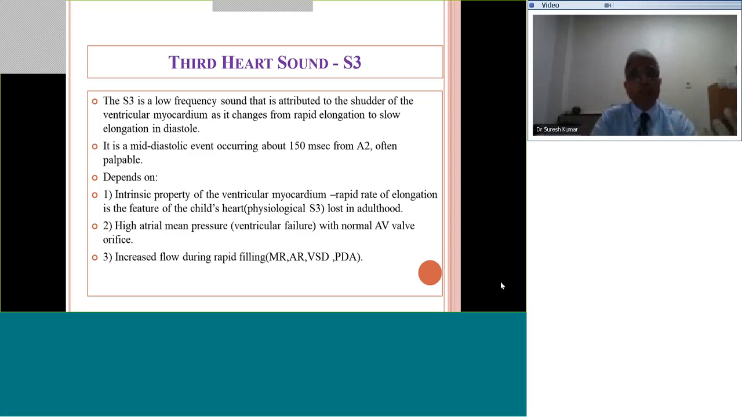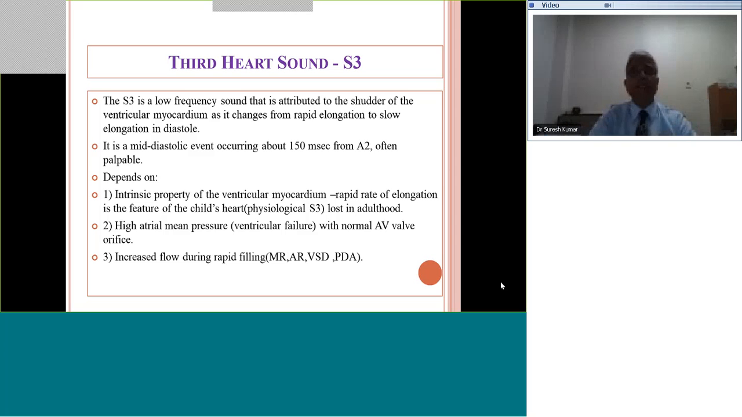The intrinsic property of the ventricular myocardium is the reason why in a child the S3 is heard as a sign of normalcy. When the ventricle relaxes, the intrinsic property of the ventricle, the ability to relax quickly, is a pediatric feature. You will hear it in a child. It is lost as the child grows older. The ventricle would become relatively stiffer in the normal healthy myocardium of a 40 or 50-year-old. So the intrinsic property of the ventricular myocardium is responsible for the physiological S3.